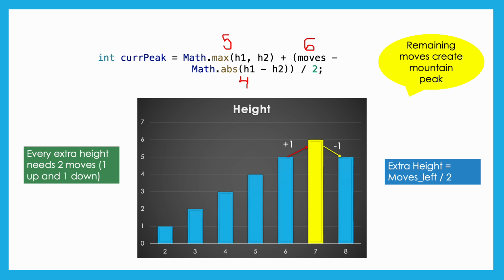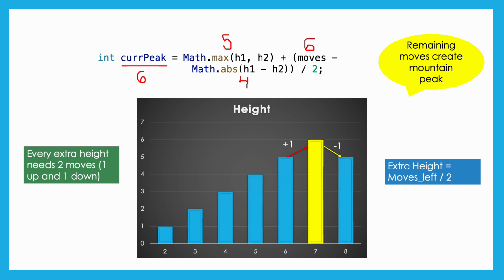So to find the highest peak, I am going to take the maximum of h1 and h2, and then I'm going to see how many extra height do I have, and then extra height will be moves left divided by 2. Why divide by 2? Because for every +1 I have to do -1. That's why we divide by 2. So that is how we get the current peak value, which is 6.